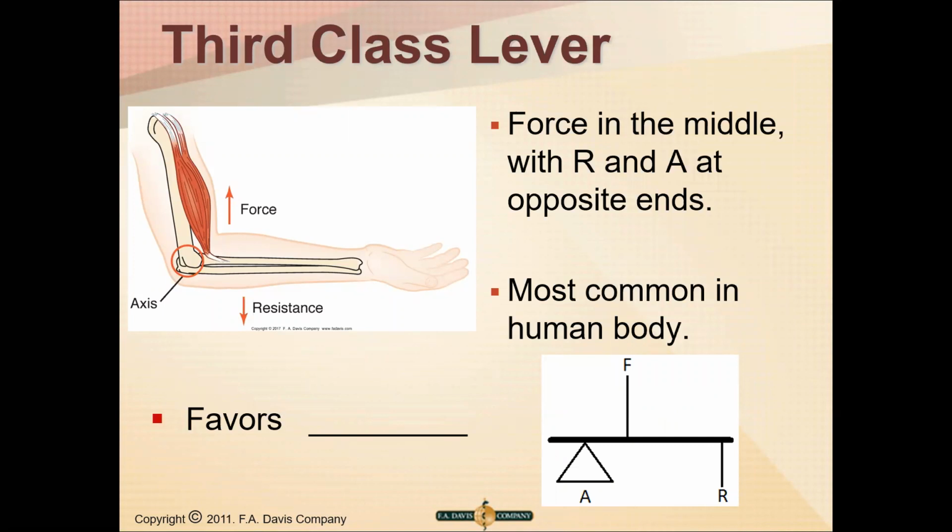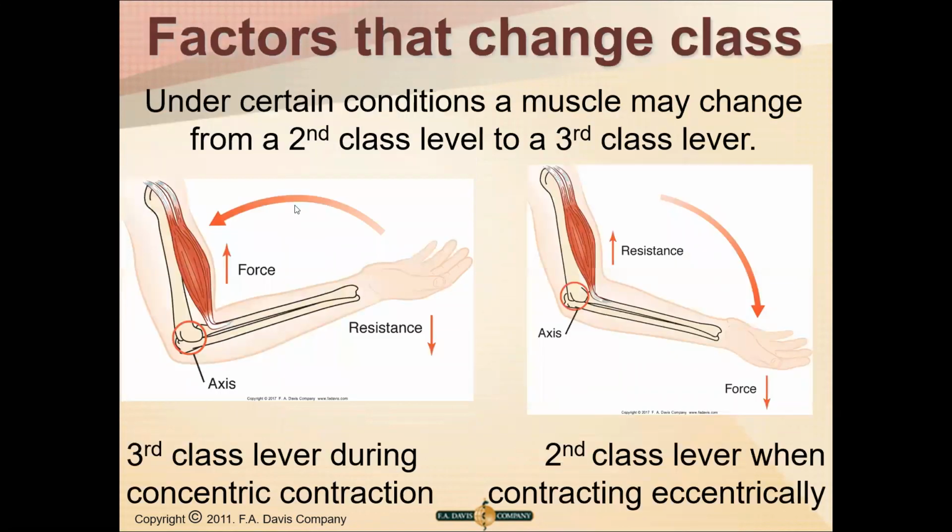This is the force in the middle with the resistance and the axis kind of at opposite ends, right? So this one is going to favor distance. It's most common in the human body, right? Biceps are a great example of these third-class levers, right? Under certain conditions, though, any muscle may change from a second-class to a third-class lever depending upon where you put the resistance.